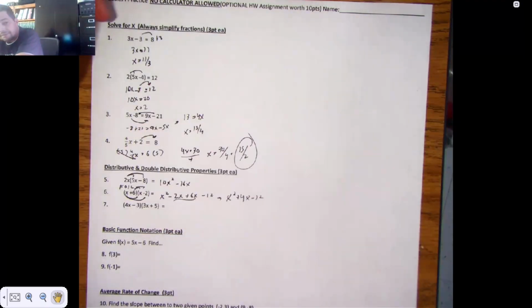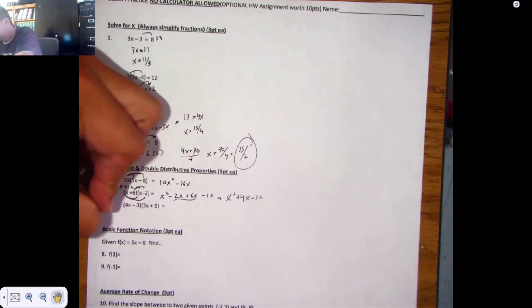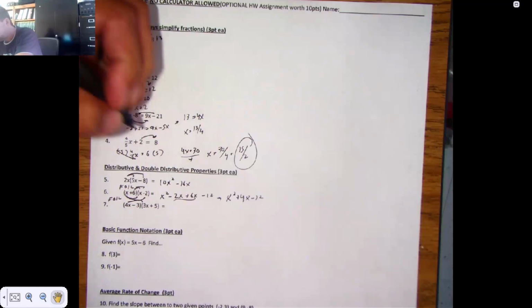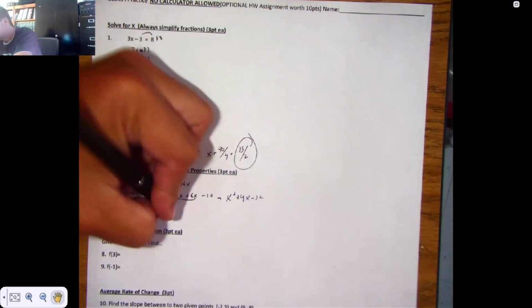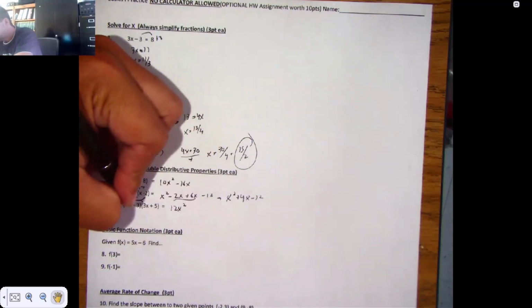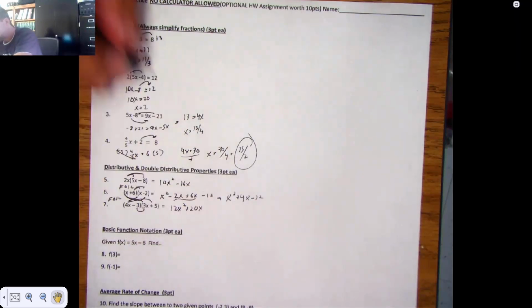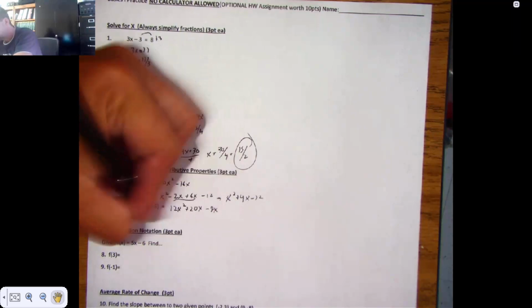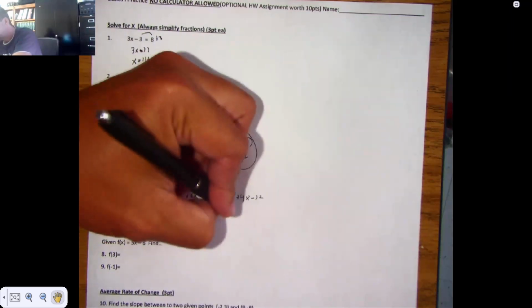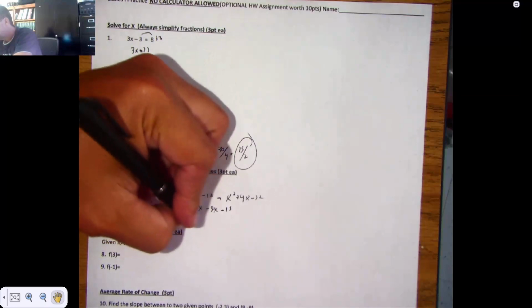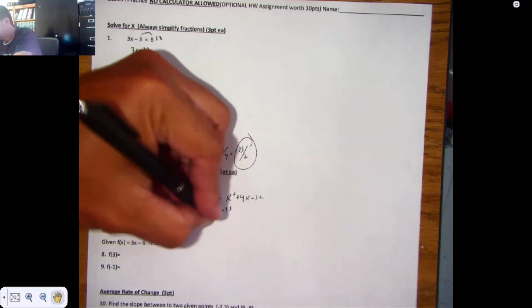Moving on to 7. Again, we're going to FOIL this one. First, outer, inner, last. I'm sure Garner yelled that at you a couple times. 4x times 3x, 12x to the second. 4x times 5 plus 20x. Negative 3 times 3x minus 9x. Negative 3 times 5 minus 15. Combine your like terms. 12x squared plus 11x minus 15.